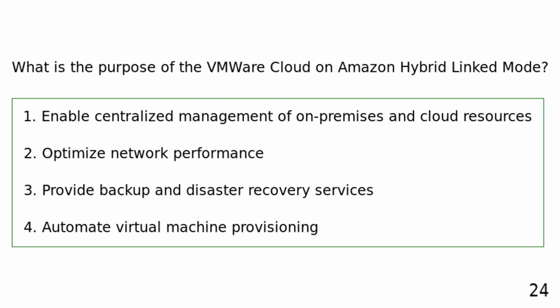What is the purpose of the VMware Cloud on Amazon Hybrid Linked Mode? Enable centralized management of on-premises and cloud resources. Optimize network performance. Provide backup and disaster recovery services. Automate virtual machine provisioning.